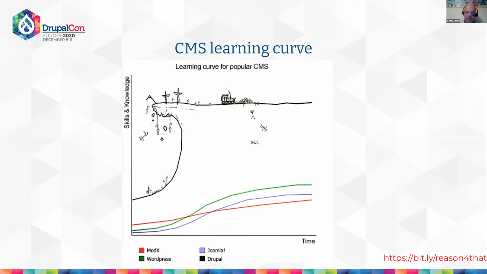string length or similar. So this is a very famous picture, the learning curve for popular CMS. And you can see for WordPress or Joomla or Modx, the learning curve is quite predictable. And for Drupal, you can learn it and then you can think that you have understood most of it. And then suddenly you face a wall and cannot continue. And one of the reasons for that was that there were too many Drupalisms inside the code, too many concepts that were specific to Drupal, so that it was hard to learn.